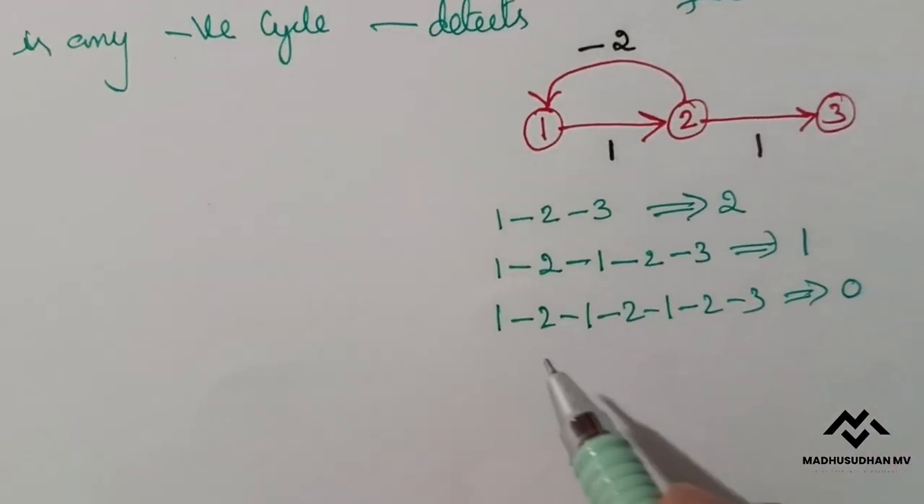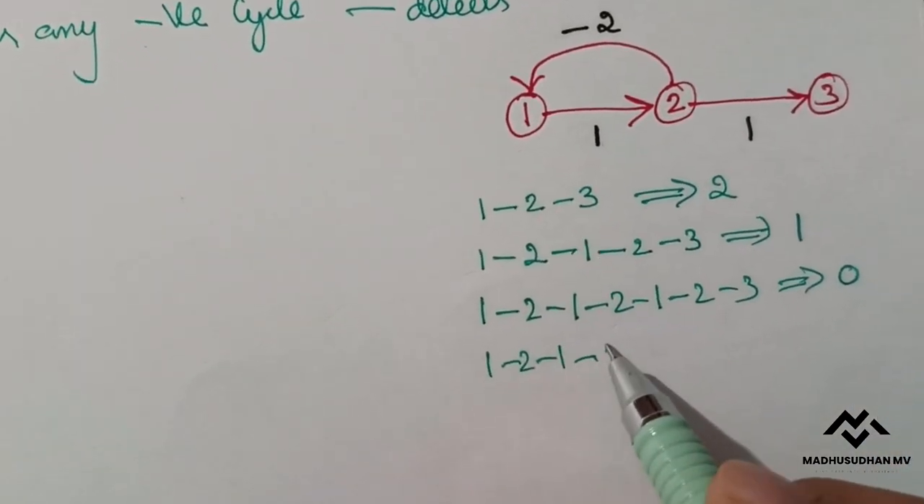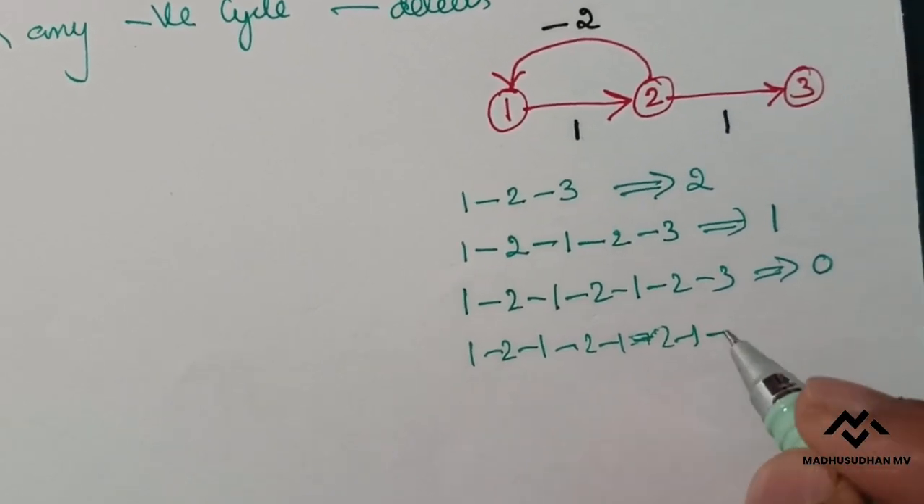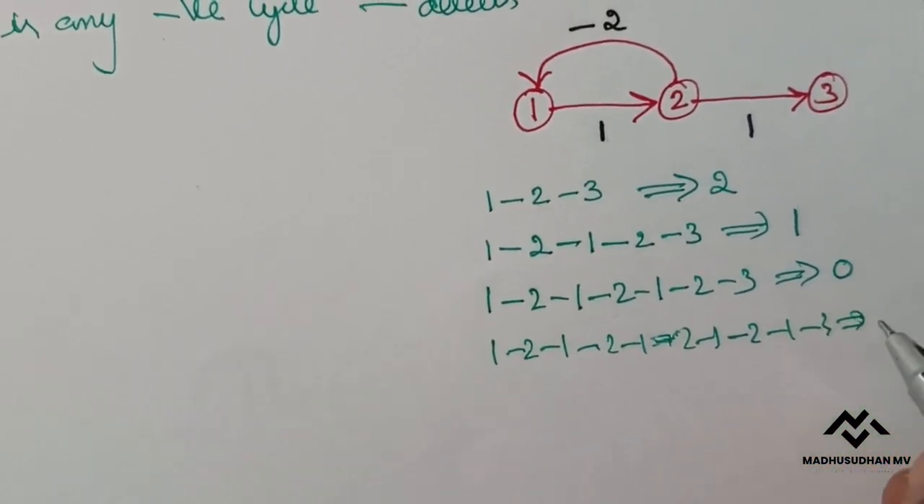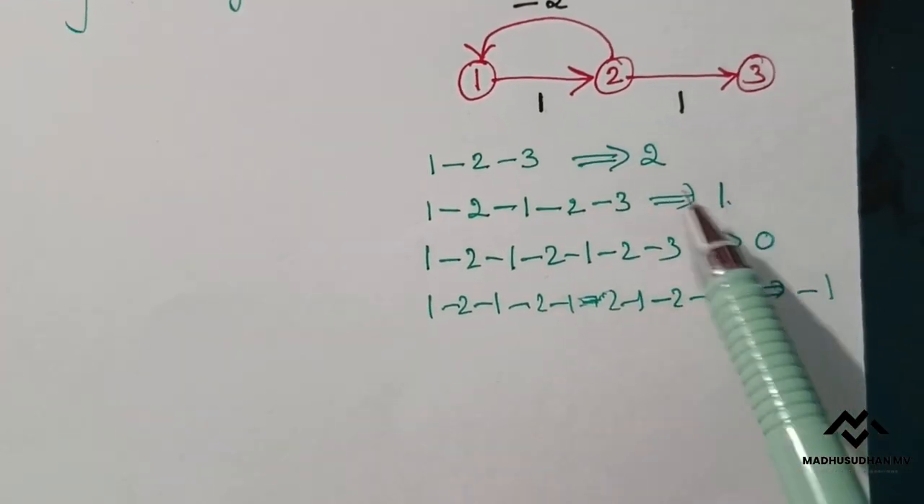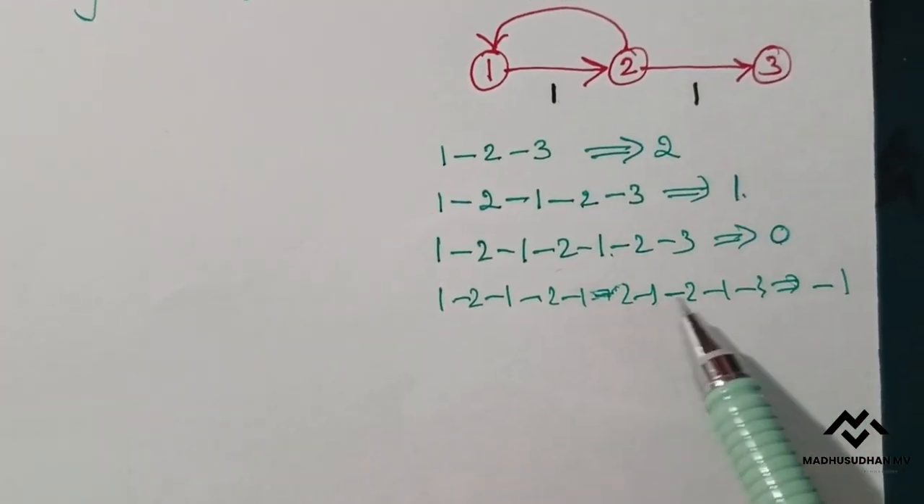Now repeat one more time. So 1 to 2, 2 to 1, again 2, 2 to 1, again 2 to 1, 3. Now your shorter distance is minus 1. So that means I repeated once, right? It is by 1. Repeat one more time, 0. Repeat one more time, minus 1.